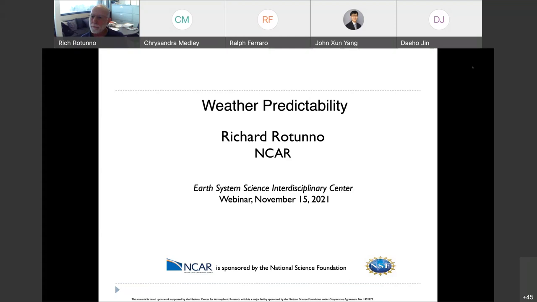I'm honored to introduce our speaker today, Richard Rotunno from NCAR out in Boulder, Colorado. He's a world-recognized leader in mesoscale meteorology modeling. He's won numerous awards from professional societies and other distinguished agencies and so forth. He's also very active teaching, both at national and international level, with summer school students. And he's going to tell us all about weather predictability and hopefully tell us how much it's going to improve pretty soon. So I'll turn it over to Richard.